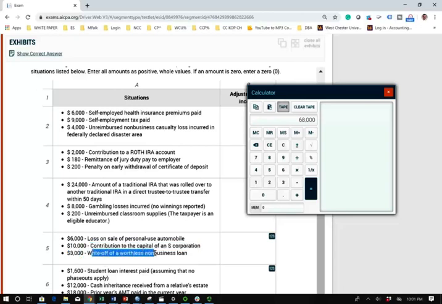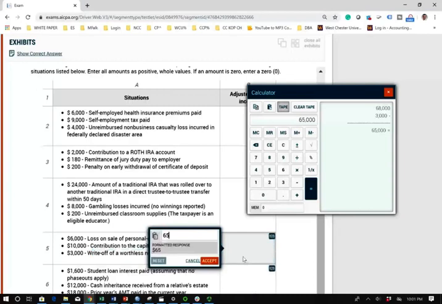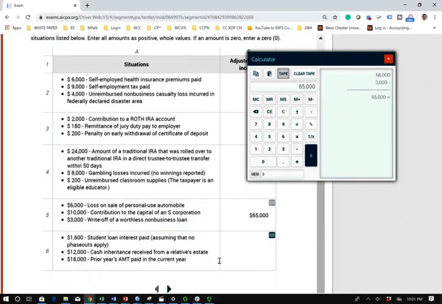$3,000 write-off of a worthless non-business loan, a personal non-business loan. You need to know the rules for this. When a personal non-business loan becomes worthless, it's considered a short-term capital loss. We can deduct up to 3,000. We're down to 65,000. The answer is 65,000.